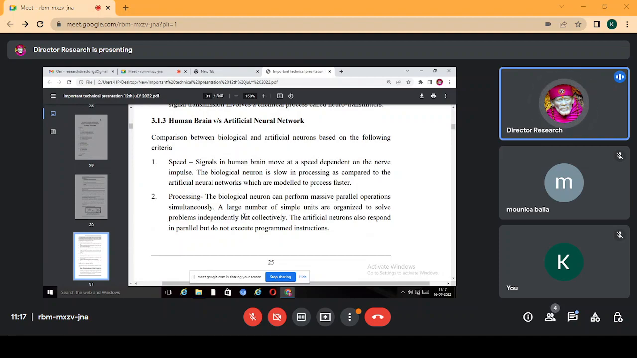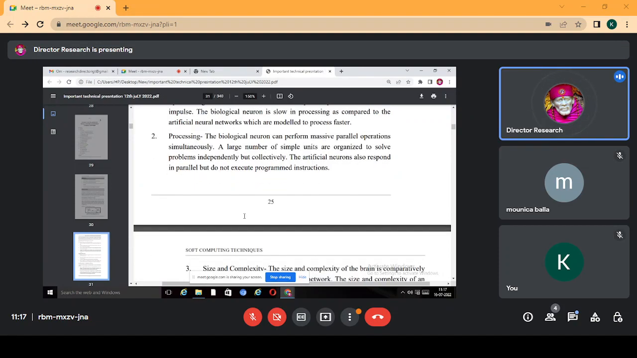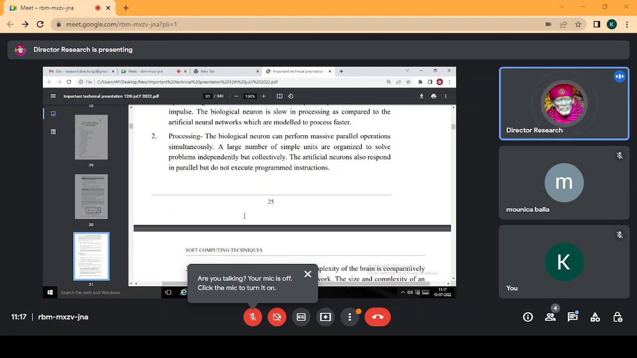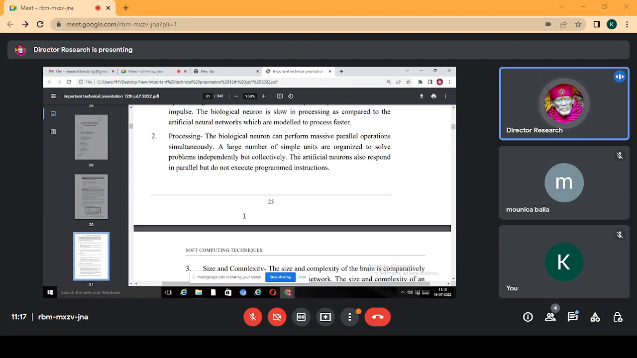Speed. The signals in the human brain move at a speed dependent on the nerve impulse. The biological neuron is slow in processing as compared to the artificial neural networks, which are modeled to process faster. Processing. The biological neurons can perform massive parallel operations simultaneously. A large number of simple units are organized to solve the problem independently, but collectively. The artificial neurons also respond in parallel but do not execute program instructions.